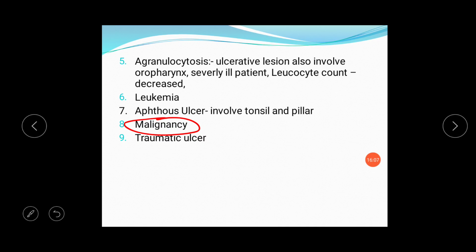Traumatic ulcer can be present, more commonly seen due to vigorous brushing, or more commonly seen in children while playing with some sharp object in the mouth.